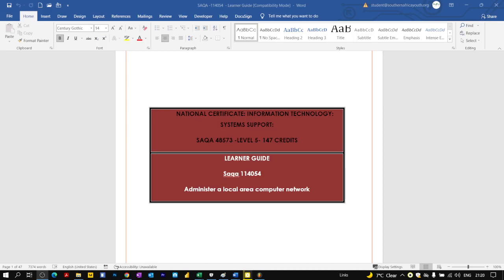In this lesson, we'll be looking at how to administer a local area network. We did talk about local area networks in the last session, but just to make you not overthink what we're talking about here, just think of it this way. Once you are using your phone to give your computer Wi-Fi, you have already set up a local area network.